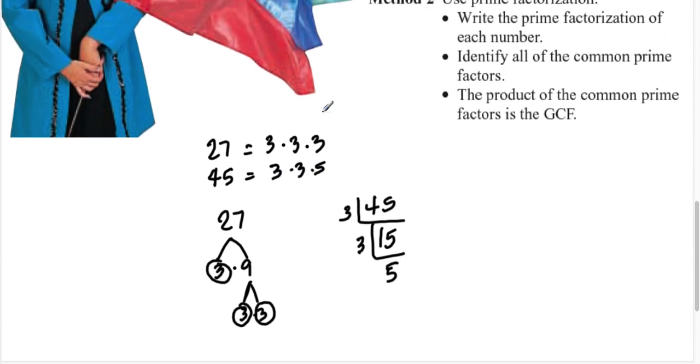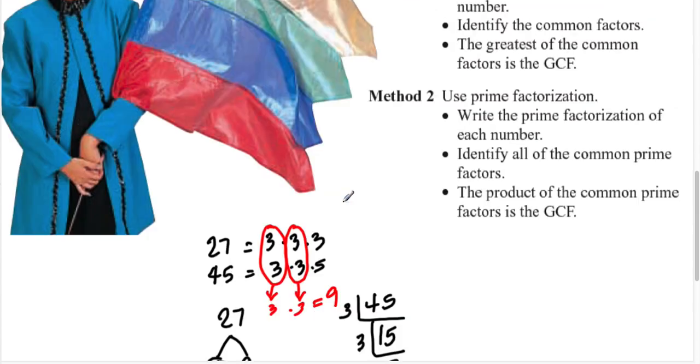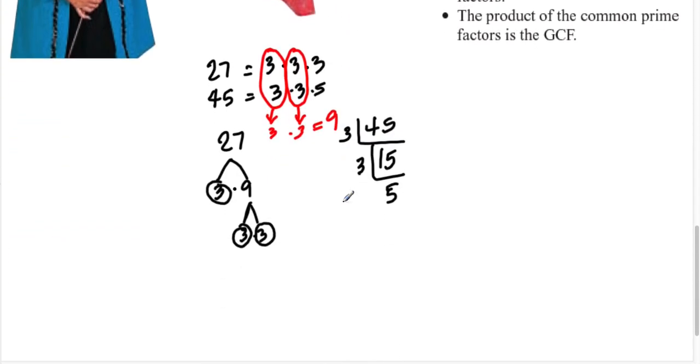And it says here to identify all of the common prime factors. So we identify it by circling the common factors. That's common, and that's common. And the last step, the product of the common prime factors, is the GCF. So we bring that 3 down once, bring this 3 down once, multiply them, and you end up with 9. And that's how you find the GCF of 27 and 45 using prime factorization.